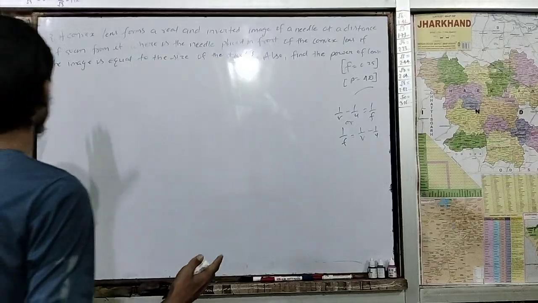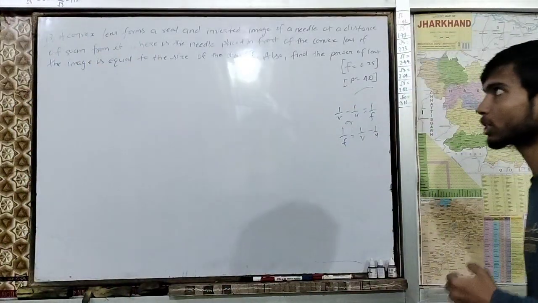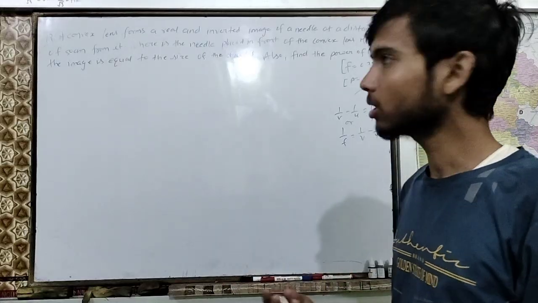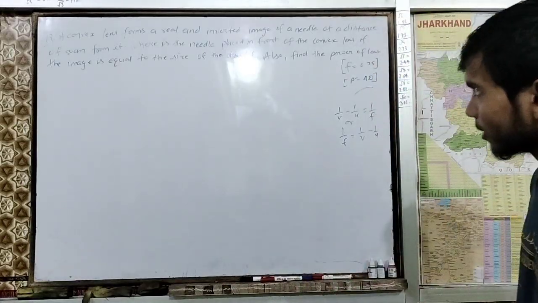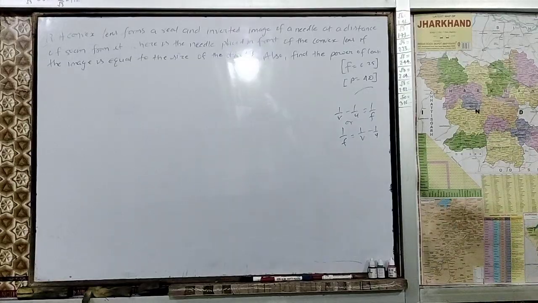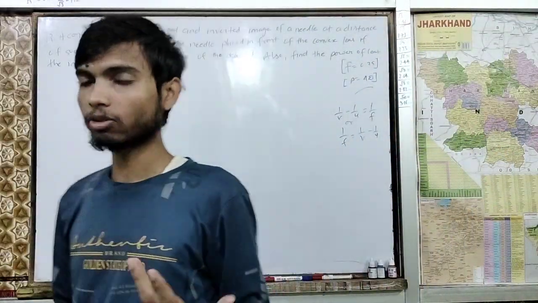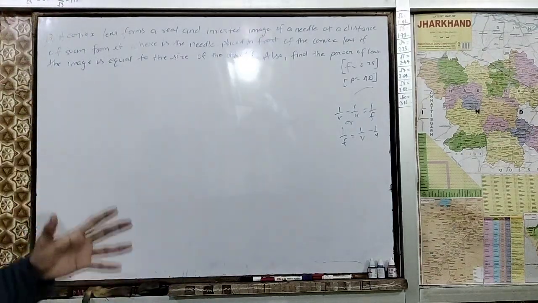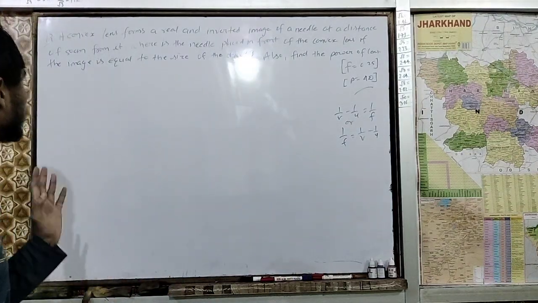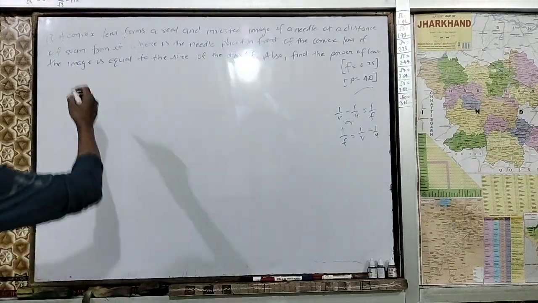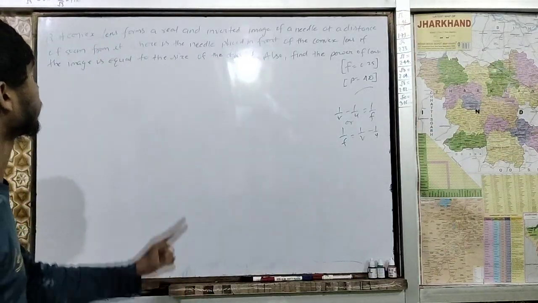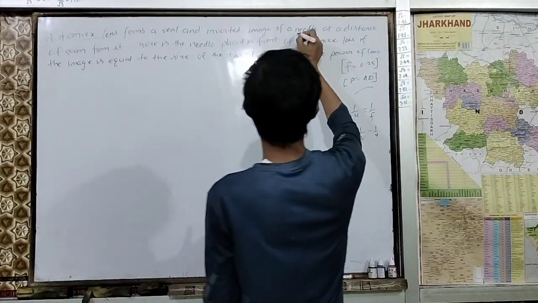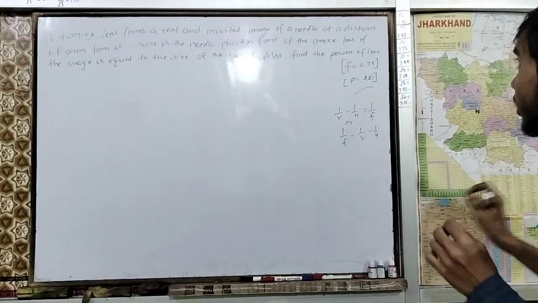Did you get clarity? A convex lens. Which type of lens? Convex lens. A convex lens forms a real and inverted image. You know that a real image will be inverted and a virtual image will be erect. This type of lens forms a real and inverted image of a needle. So we have an object, which is a needle.